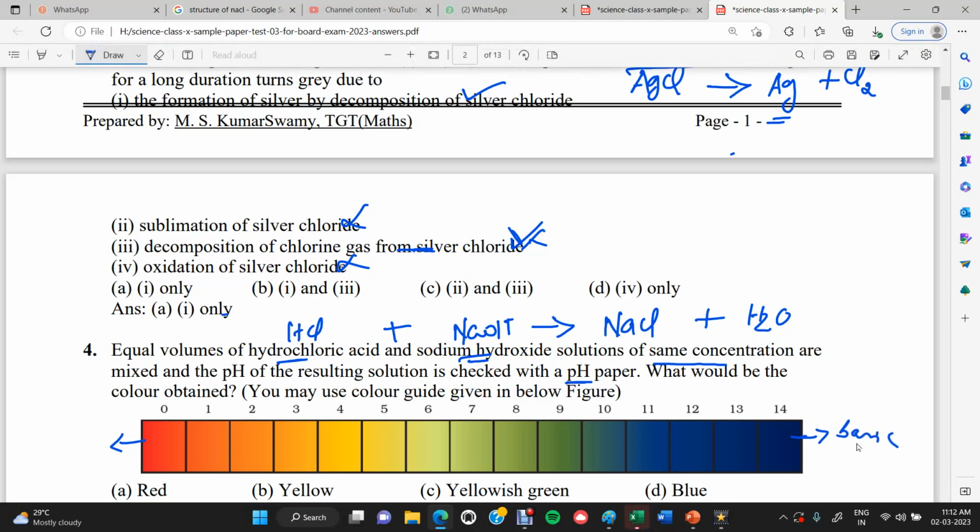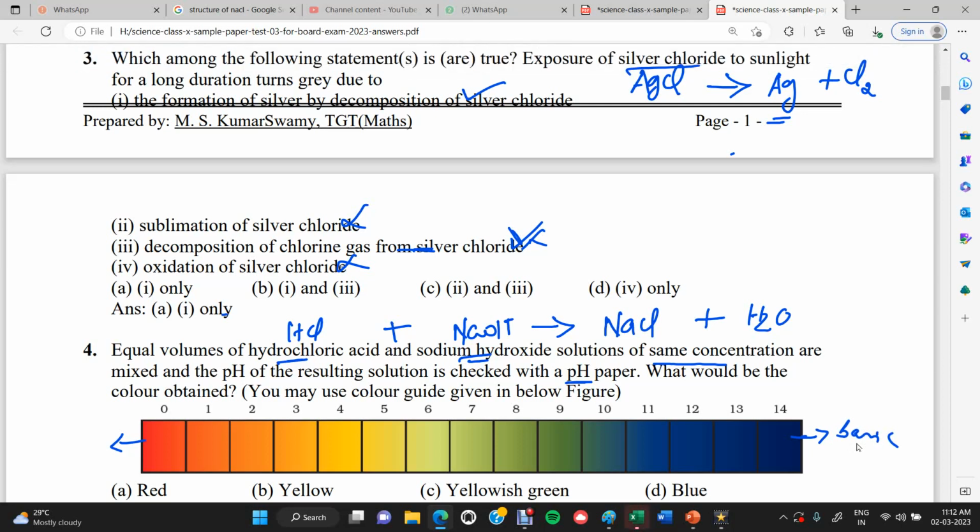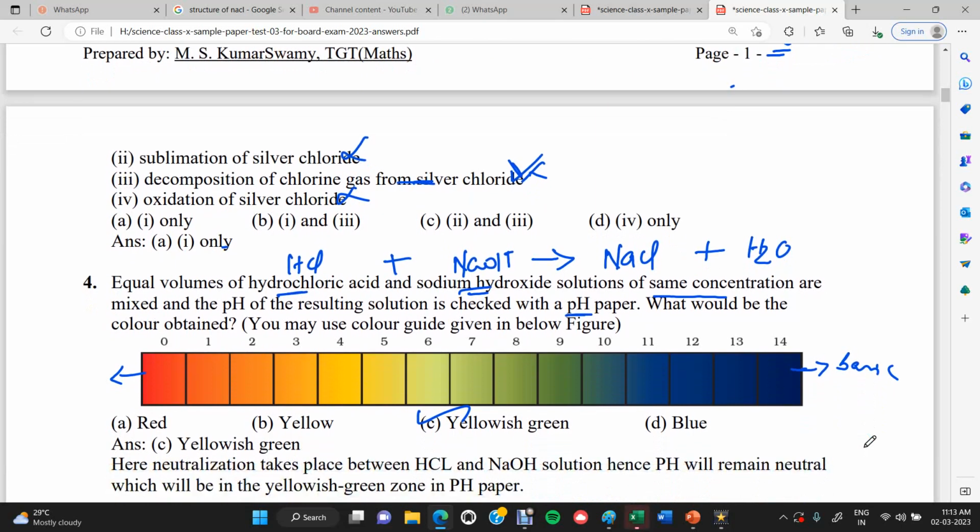Right. Can you tell me what will be the color of the pH paper if we dip the paper in the resultant solution? Yeah, yellowish green is the answer here. The same thing. Neutralization takes place between the HCl and NaOH and pH will remain neutral. Hence yellowish green color in the pH paper. Right? That's it. Next question.